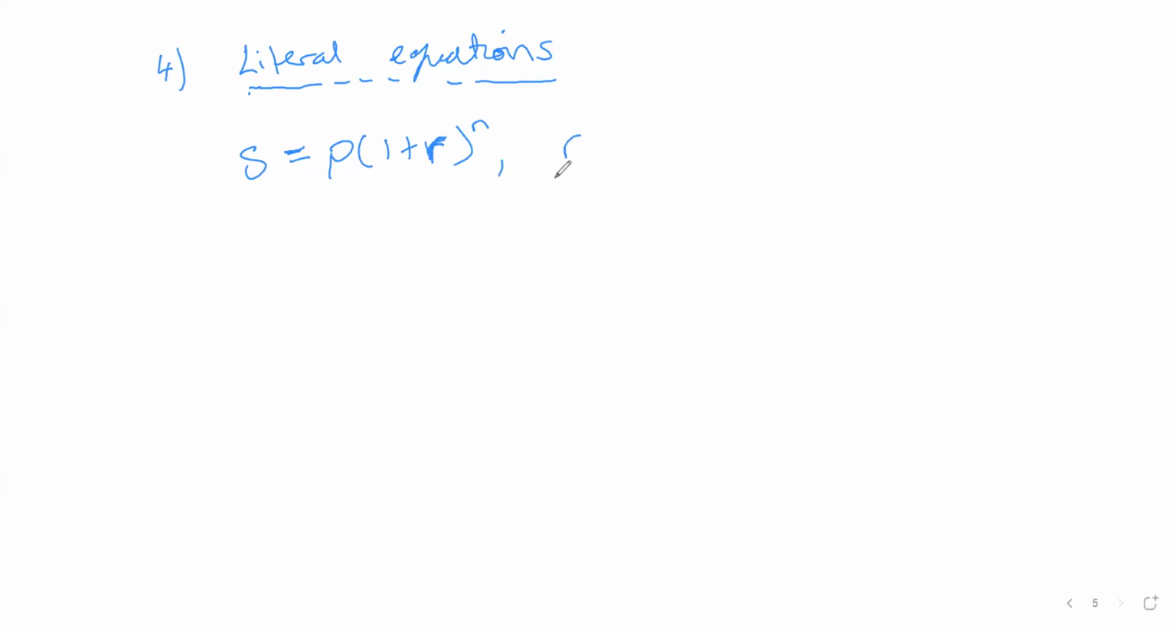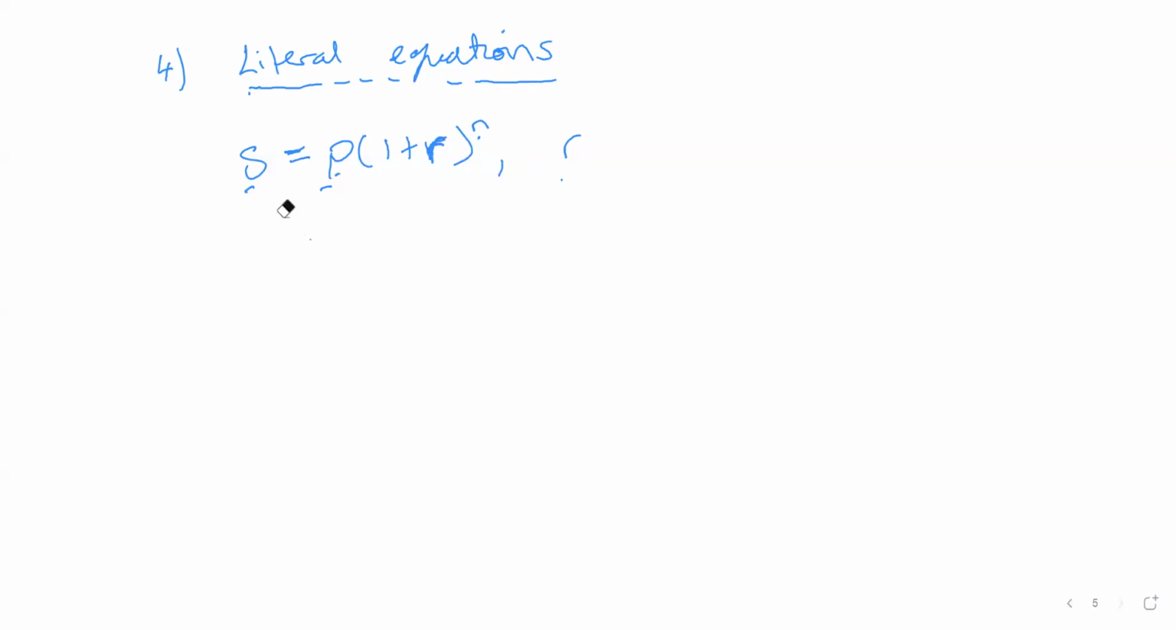If you're asked to solve for R, it means R is the only variable and every other letter is a constant. S will be treated as a constant, P will be treated as a constant, and N will be treated as a constant. And if you're asked to solve for P, then P will be the variable and every other letter in it will be a constant. So that's how literal equations work, and you solve for the variable in terms of the other constants.